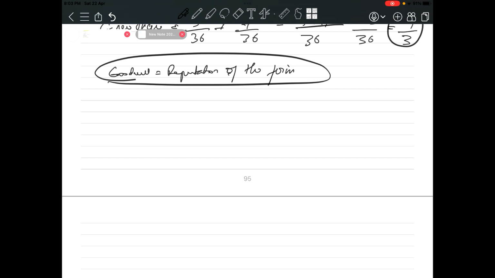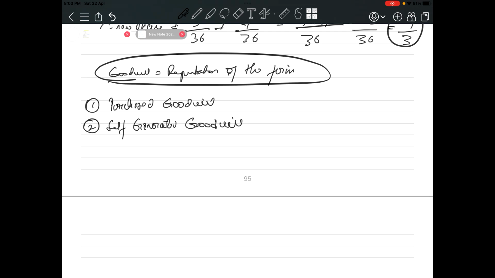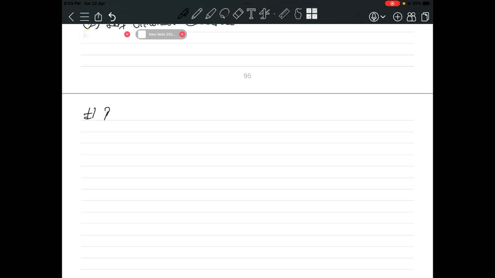So we all know what goodwill is, right? Reputation of the firm. Now let's try to crack this. There are two types of goodwill. One is purchased goodwill, and the other one is self-generated goodwill. First one is purchased goodwill, second one is self-generated goodwill. Now let's see what purchased goodwill is.